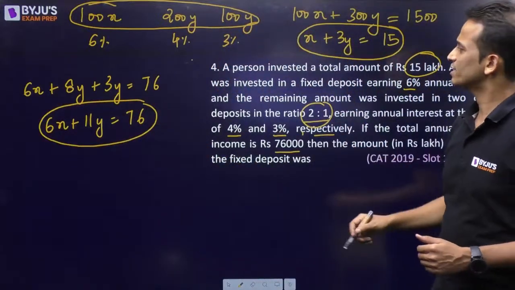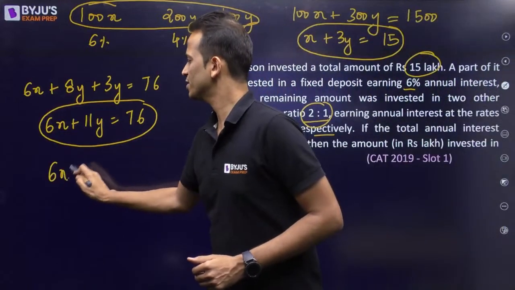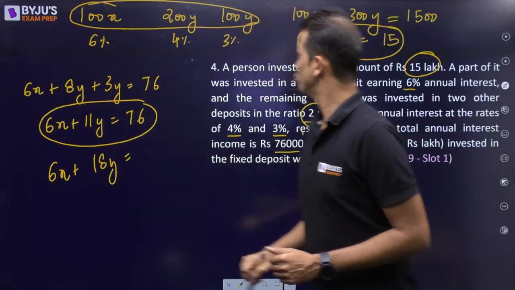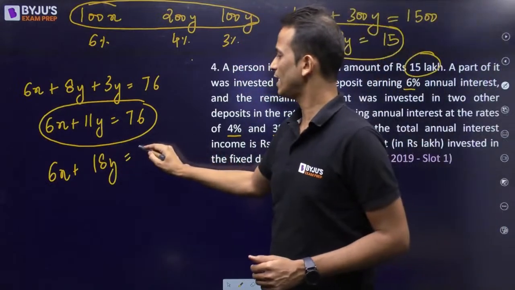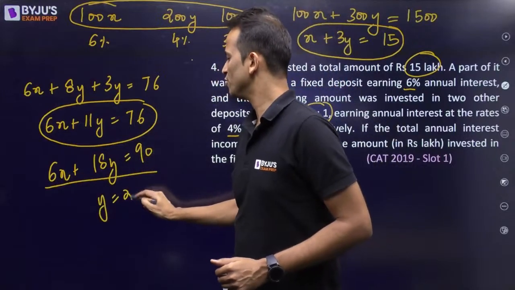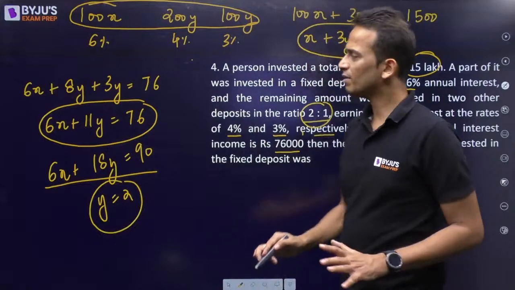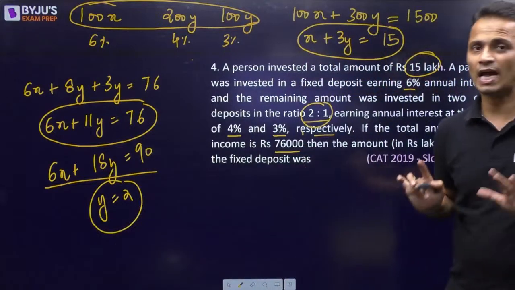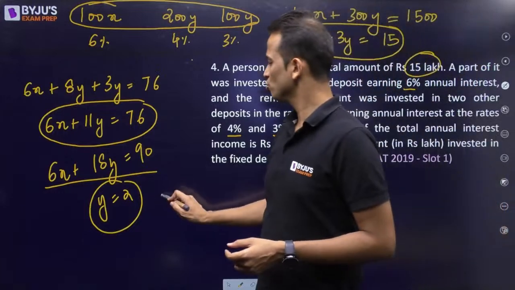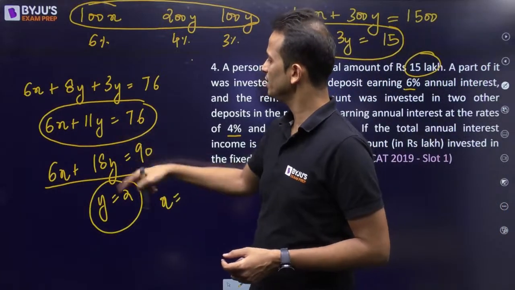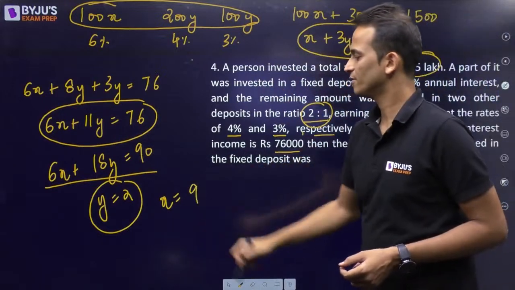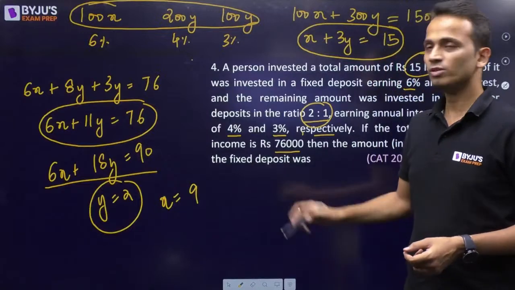So let us multiply the first equation by 6. So 6x plus 18y is equal to 15 into 6, that is 90. Doing subtraction, the value of y will come out to be 2. The value of y came out to be 2, meaning 2000 is the actual value, because I have to put 3 zeros. Okay, so the value of y is 2. The value of x comes out to be, putting y here, 15 minus 6, that is 9. Okay, so the value of y is 2, the value of x is 9.